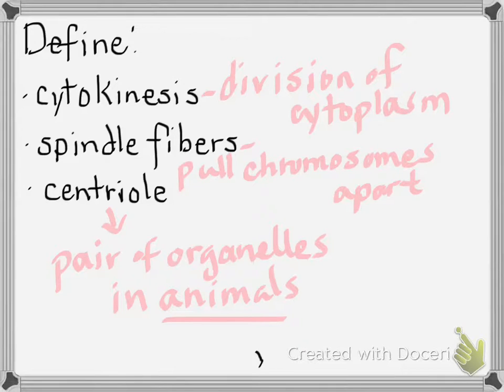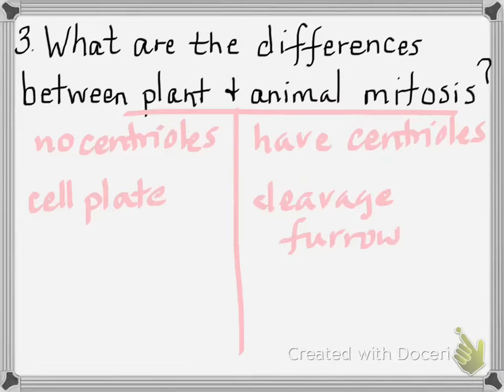I need another difference between plant and animal mitosis. Cleavage furrow and cell plate. You guys are on it. The way they do cytokinesis is different. So I just made a quick little table here. Plants have no centrioles and they use a cell plate. Animals have centrioles and they use a cleavage furrow.